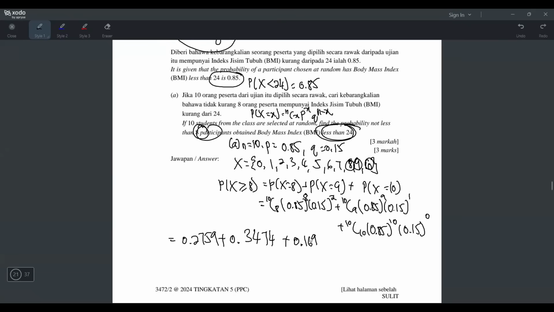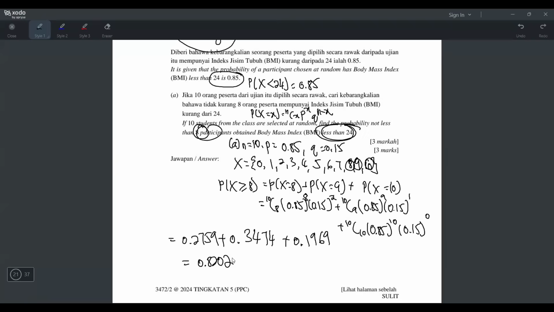Okay, finally, the last step, just add everything and then you will get your final answer. I'll use the answer button plus 0.3474 plus 0.2759. Okay, my calculator gives me 0.8202. So that should be the answer. Okay, now we can continue.